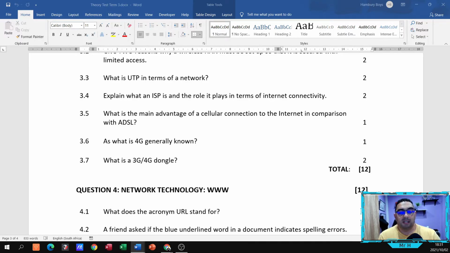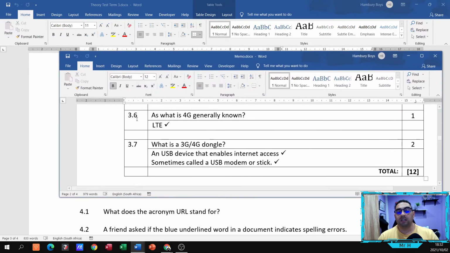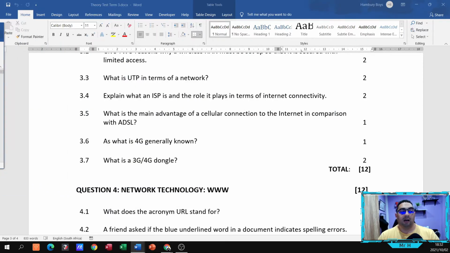Next one, 3.6. As what is 4G generally known? Okay. 4G is also known as LTE. Now, these abbreviations just indicate the speed at which that cellular network operates. So they might say 4G, they might say LTE. But if they're asking you what 4G is generally known as, you can put down LTE. All right, then 3.7, they ask, what is a 3G or 4G dongle?